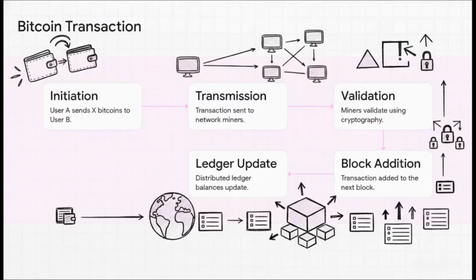Let's look at how this actually works in practice with a standard Bitcoin transaction, just to make it concrete. Step 1, user A decides to send a certain amount of Bitcoin to user B. Step 2, that transaction request is broadcast to a network of computers, known as miners. Step 3, these miners use intense cryptographic processing to validate that user A actually has the funds to send. Step 4, once validated, the transaction is permanently locked into the next block on the chain. And finally, Step 5, the entire distributed ledger updates globally for everyone. This step-by-step process proves that a decentralized network can securely move value without ever needing a traditional bank or middleman.